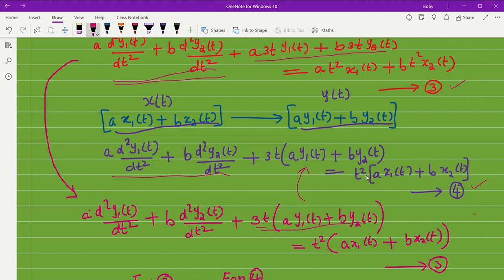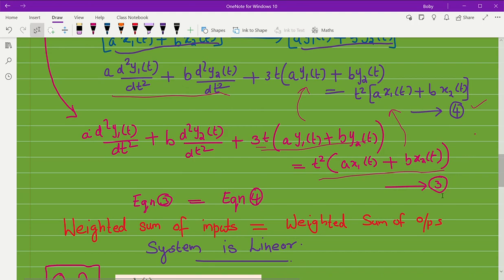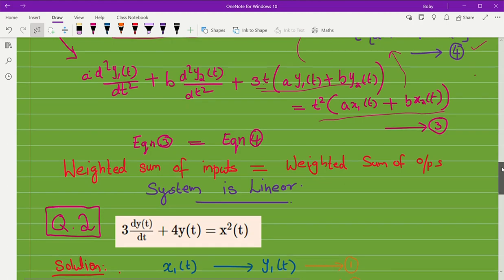Similarly, let us look at the right hand side. In the third equation we got by summing, a t square and b t square, t square is common, so we take t square out: t square into a x1 of t plus b x2 of t. So we have modified it. When we compare, you can see that the same expression is on the right hand side. Thus we understood that the third equation and the fourth equation are similar. So we can say that equation 3 is equal to equation 4.